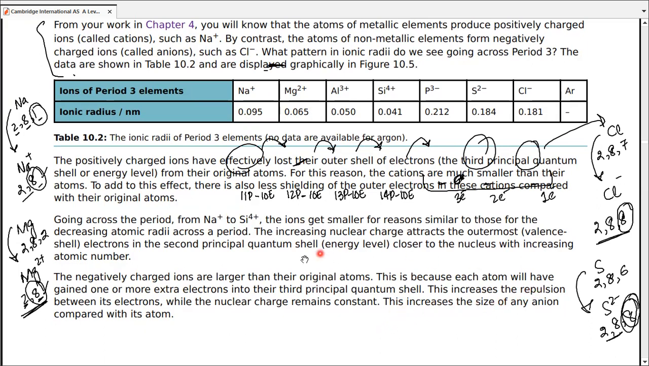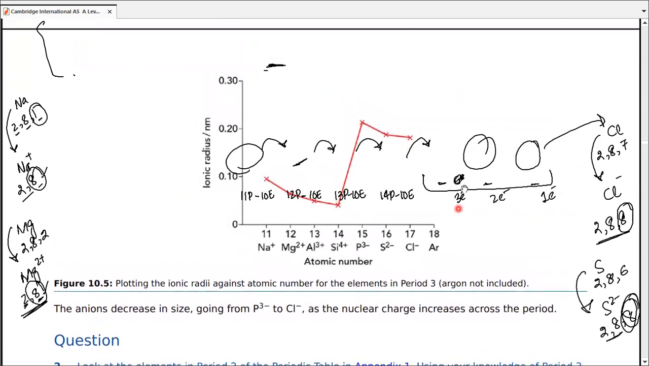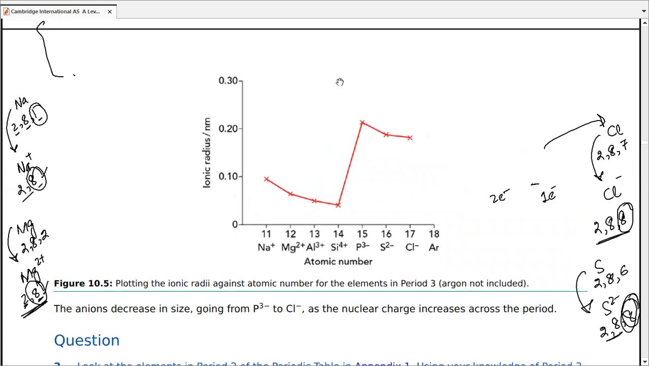So this increases the repulsion between its electrons while the nuclear charge remains constant. This increases the size of any anion compared with its atom. So these are the reasons why the size for anions is bigger than their parent atoms, and of course the trend is decreasing because of the same set of reasons. Okay, so let's erase this part at least.